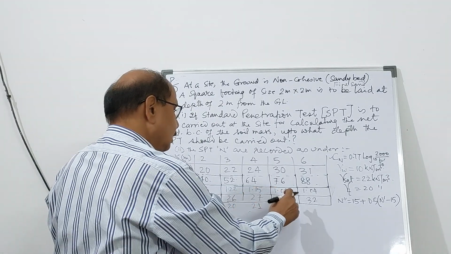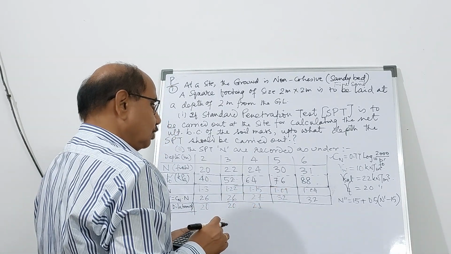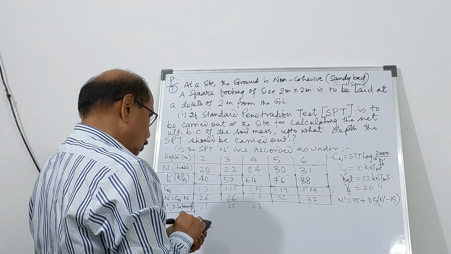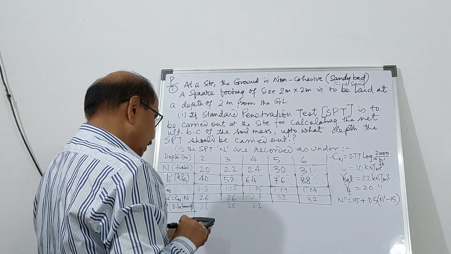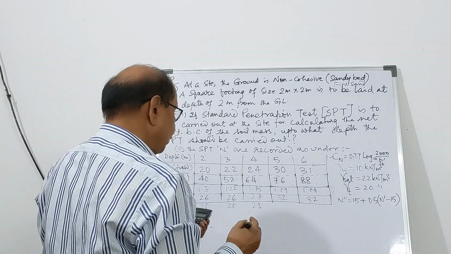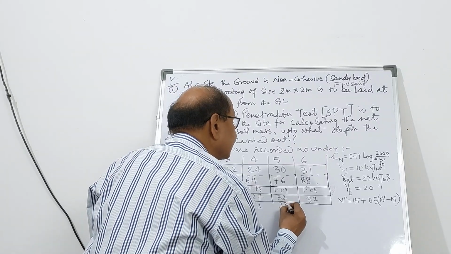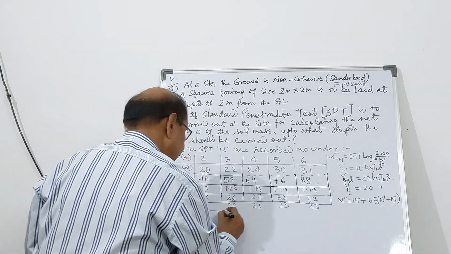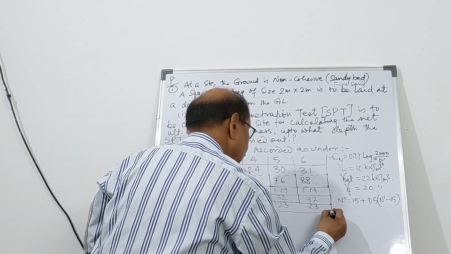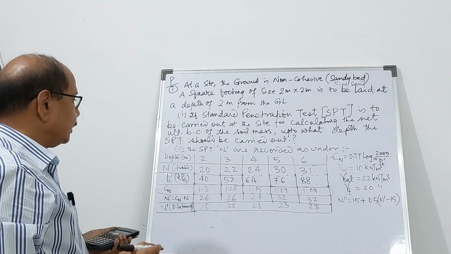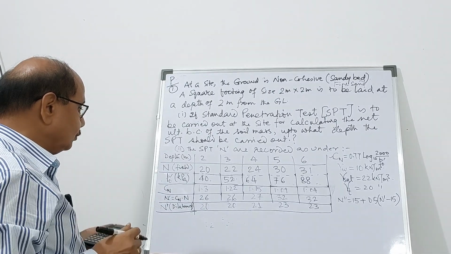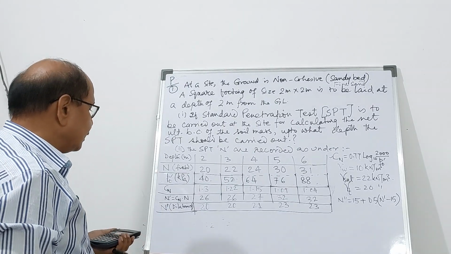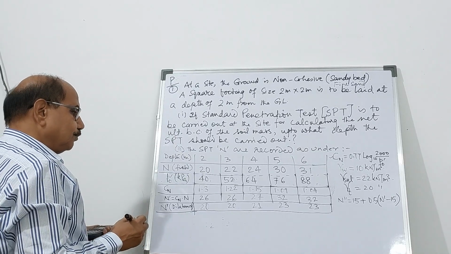Then the 32 minus 15, that is 17. So 17, it is 23.5. So let us take it 23 and 23. So we have got the corrected value of all this.